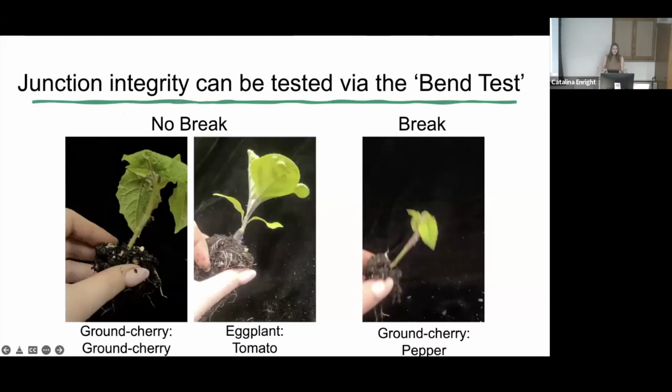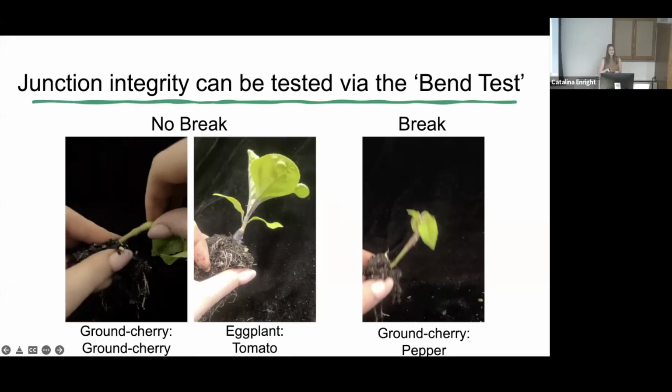And really our first line of action whenever we're looking at graft compatibility is to perform a bend test. And the bend test is an excellent test because not only is it essentially free, it requires very little training, and it's relevant for grafting because grafting often happens in the field. So this is something that breeders and growers can actually test. So when you perform the bend test, you're going to hold the plant on either side of the graft junction and just give it a little gentle bend.